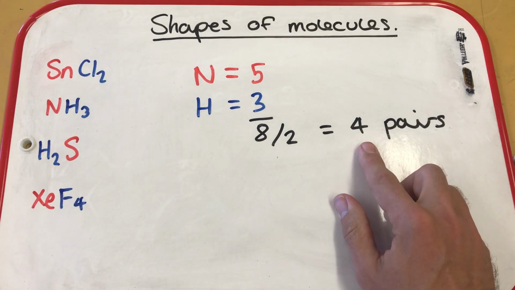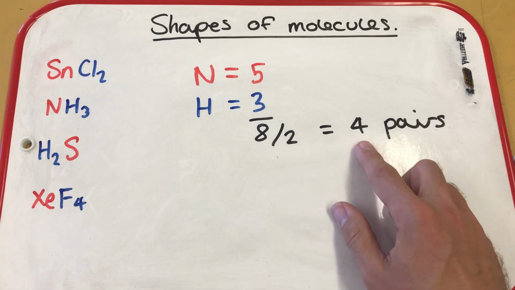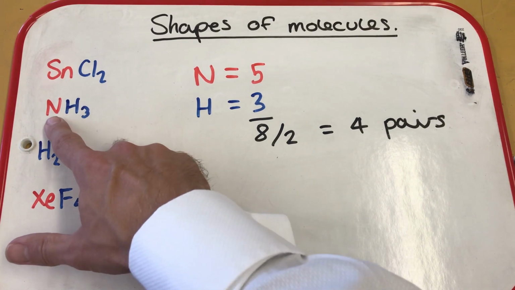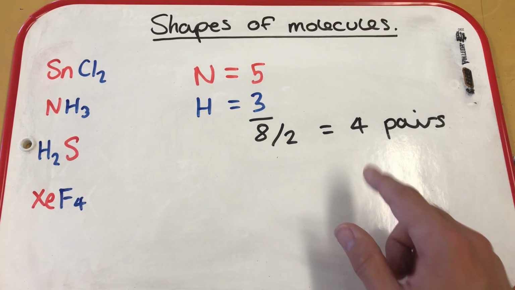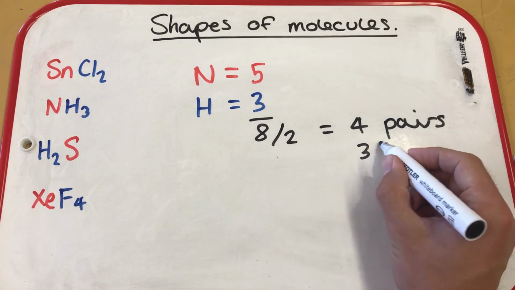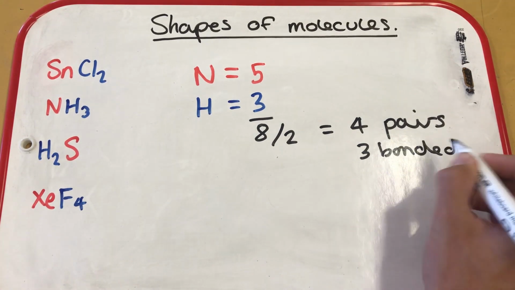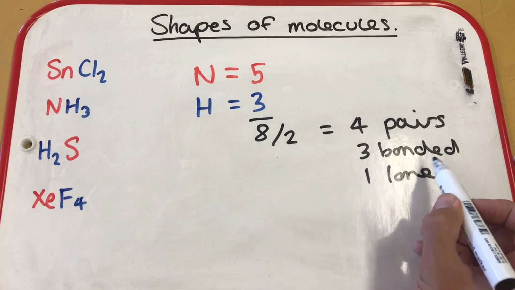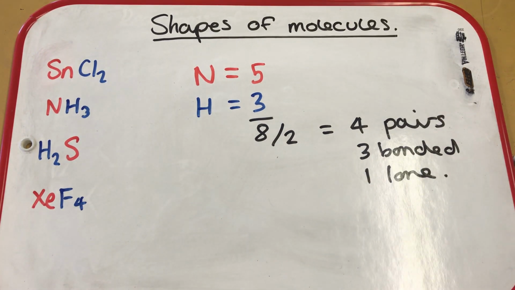So we have 4 pairs of electrons in total. If we look back at our original structure, we have 3 hydrogens attached to the nitrogen. So that suggests we have 3 bonded pairs and 1 lone pair of electrons. So 3 bonded pairs, 1 lone pair of electrons.